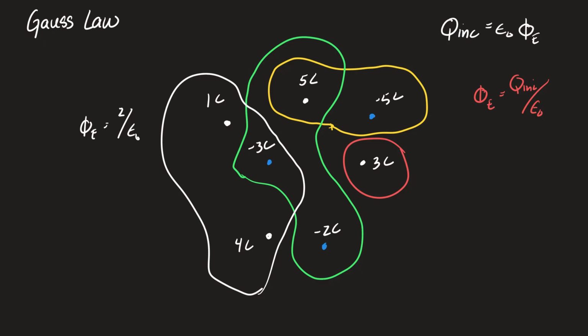So are we good with this so far? This basic understanding, this basic idea of what Gauss's law is about. It's not about field. It's about flux.